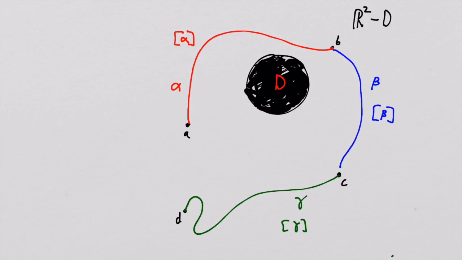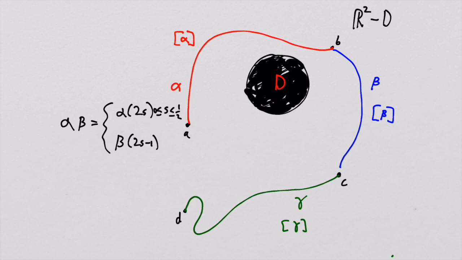If I want to create the product of alpha and beta, I might define it this way. I might write alpha beta as a new path, a path from A to C, and it's going to be alpha of 2s for s greater than or equal to 0 and less than or equal to 1/2, and beta of 2s minus 1 for s greater than or equal to 1/2 and less than or equal to 1. So what I'm basically doing is starting here and running twice as fast as normal to there, 2s, and then running twice as fast as normal to there. So ultimately I end up with a curve where s goes from 0 to 1 between A and C, and it covers alpha first and then beta second.